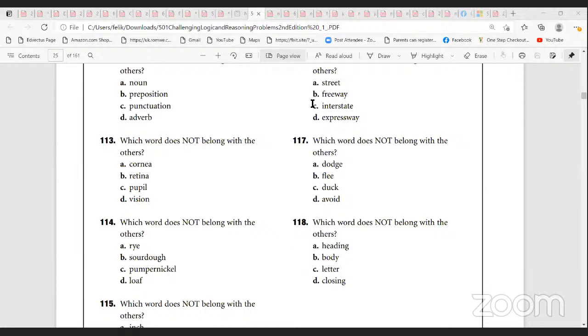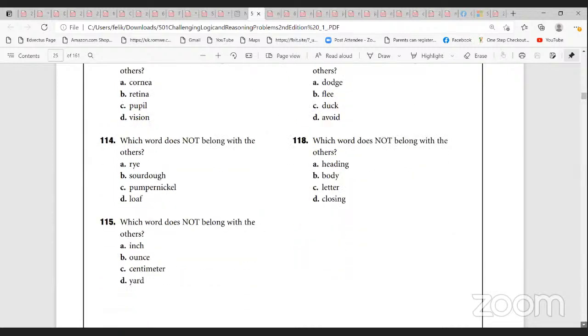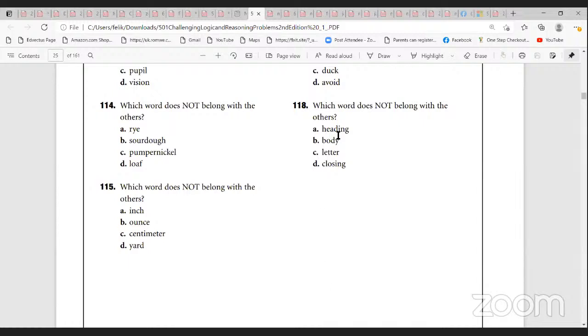Which word does not belong with the others? A, heading. B, body. C, letter. D, closing. I chose C, letter. Okay. Why did you choose C? Because it's talking about what the letter is made out of. Okay, so all the others are talking about what the letter is made up of. All right, good. So the heading, the body, the closing.